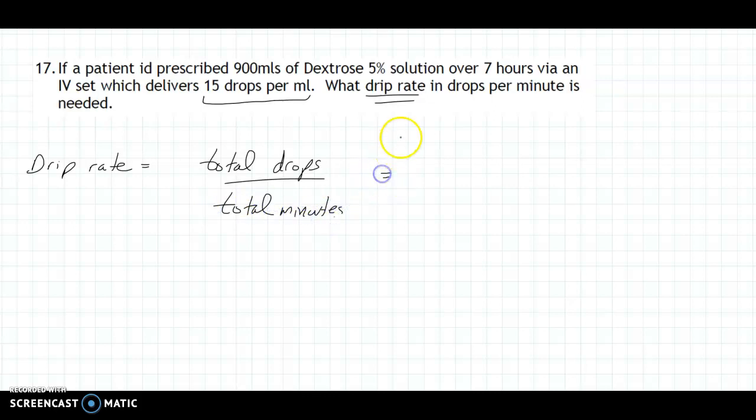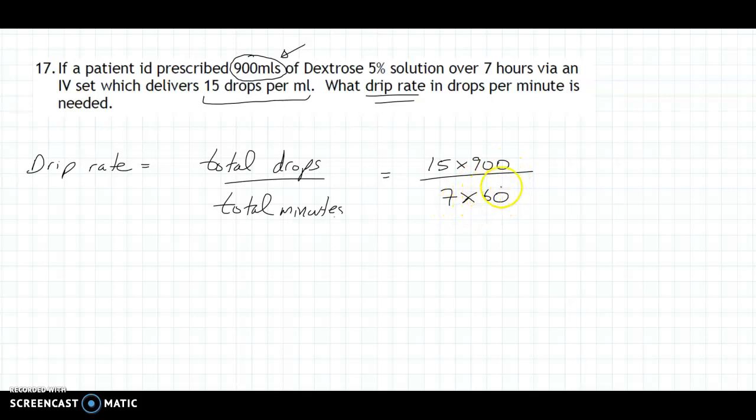Right? Now, the total amount the patient has to receive is 900 mils, and there's 15 drops per mil. So for each of those 900, you need 15 drops. So total drops is going to be 15 multiplied by 900, divided by total minutes, 7 hours, and that's 60 minutes for each hour. So that's our calculation ready to go.